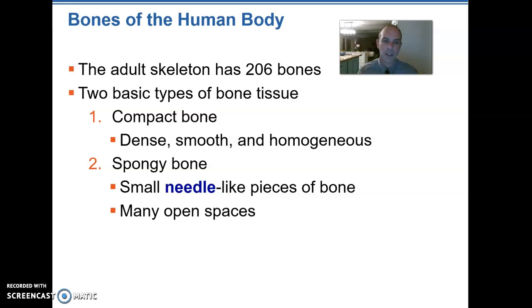There's compact bone, which is dense, smooth, and homogeneous, meaning it makes up the same kind of bone all throughout it. And then there's spongy bone: small, needle-like pieces of bone, many open spaces, and they look a little jagged. And I'll show you a picture of one coming up.